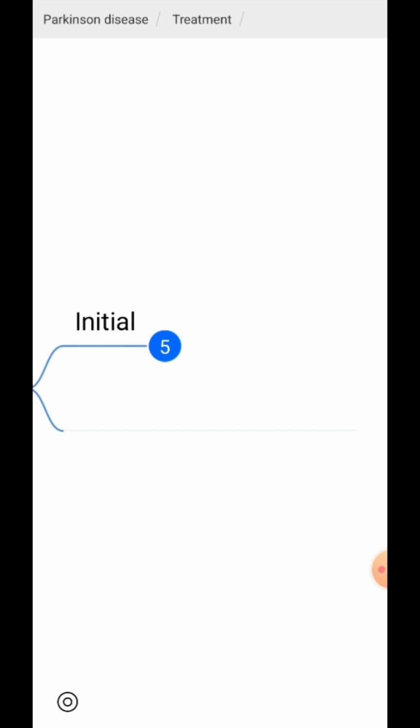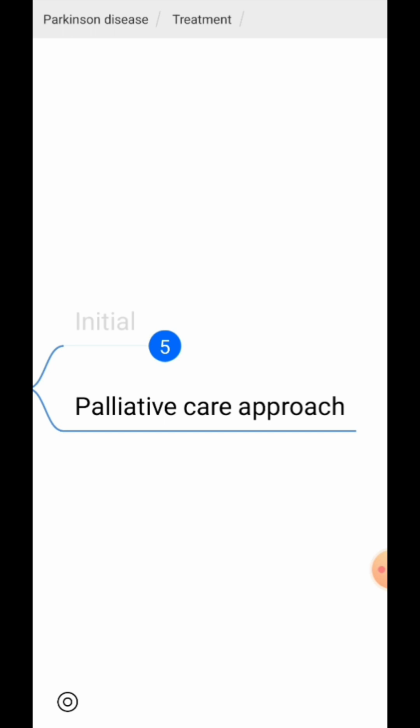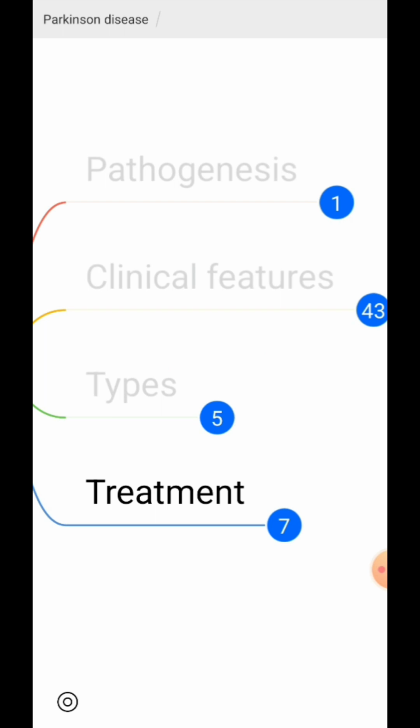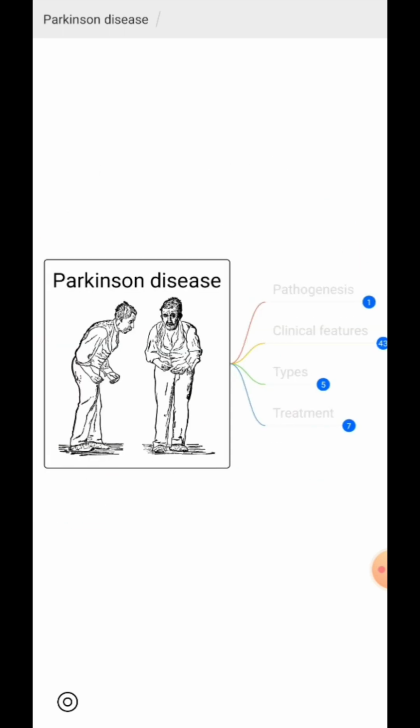Then after that, these patients may progress to disability, and then a palliative care approach is important for these patients. Like that, treatment for Parkinson's disease can be done. So in this video, we talked about the pathogenesis of Parkinson's disease, clinical features of Parkinson's disease, the types of Parkinson's disease, and treatment of Parkinson's disease.